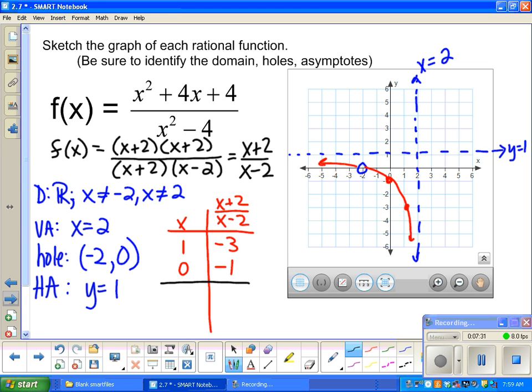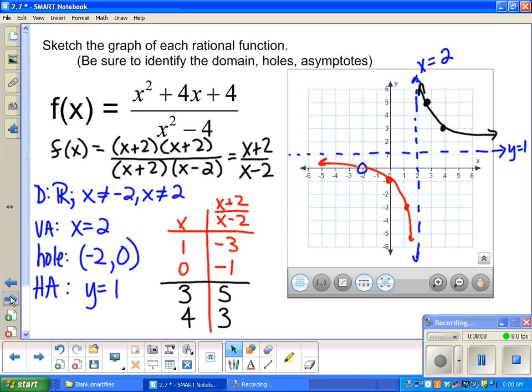All right, now we want to pick points on the other side. I'm going to pick 3 and 4. You can pick any values that you want, but I decided just 3 and 4 would be the easiest for me. When I substitute 3 into the function, I get a 5. When I substitute 4 into the function, a 3. So I'm going to plot (3, 5), and then it's (4, 3), and I have a graph that looks like this.